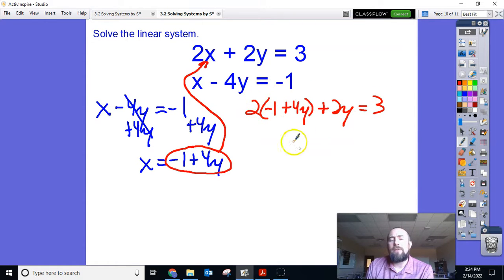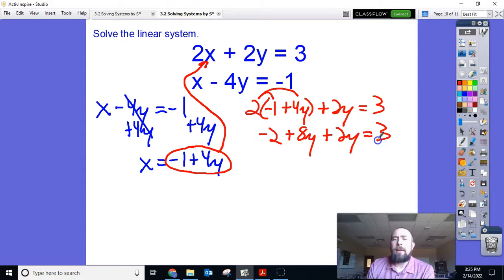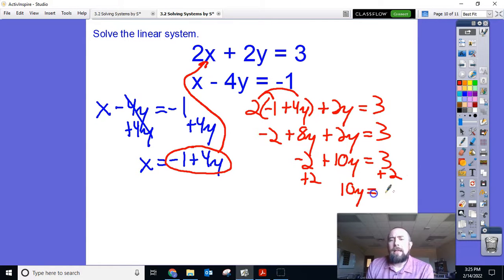Think about what you would do with that 2 first. Solve that equation and get y. Again, if you want to pause it and try it, pause it and try it. 2 times -1 is -2. 2 times 4y is 8y. Then I have this plus 2y still hanging out. 8y plus 2y is 10y. And then I add the 2 to both sides, just like I did on the last one. And I get 5.